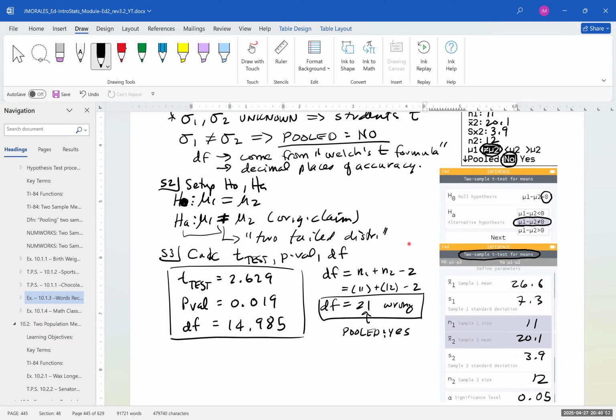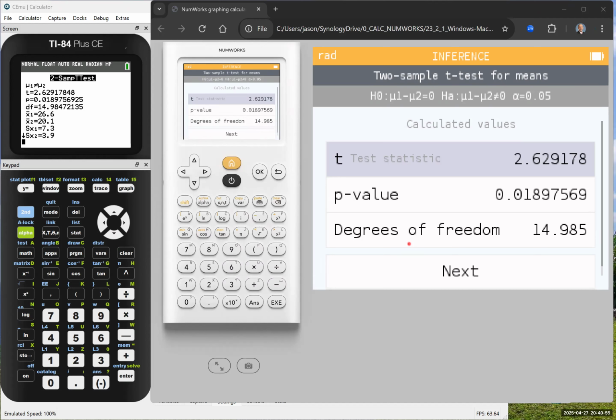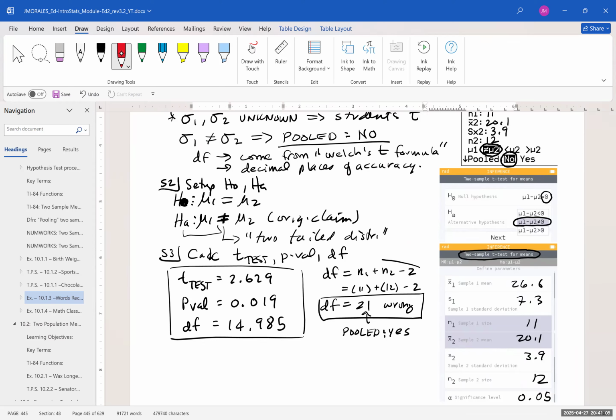Okay, I'm going to switch colors on my pen. Okay, my laptop is frozen. It says it's not responding. Okay. So this is wrong. Okay. This one's right because we put pooled no. All right, let's keep pushing forward.